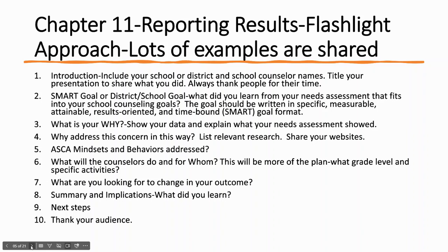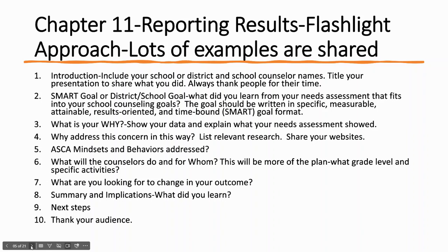What did you learn from your needs assessment that helped you decide what your goal was going to be focusing on for the year? And make sure that it's written in that SMART goal format. And then you need to share your why. Talk about the data that you looked at and explain the needs assessment that you did.